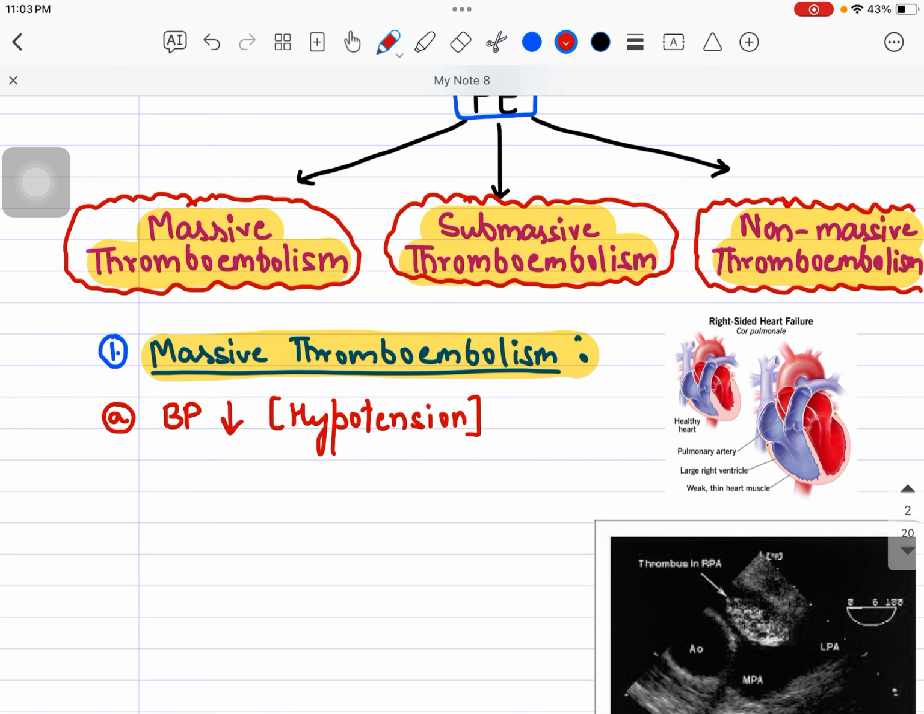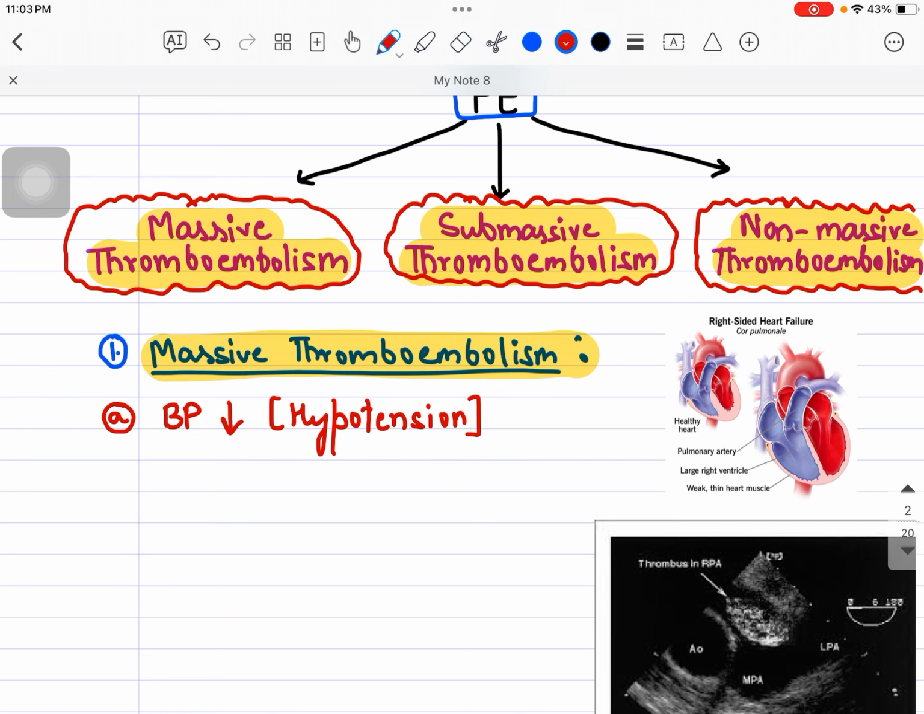But if the patient is coming to the emergency, and you are seeing that the patient is having lower BP, a hypotension or shock kind of picture, right? Obviously you need to see other things also, but then definitely it is the massive thromboembolism.